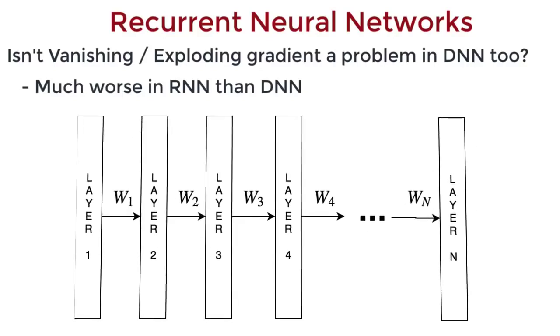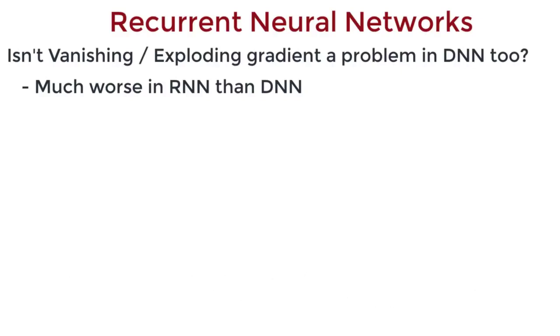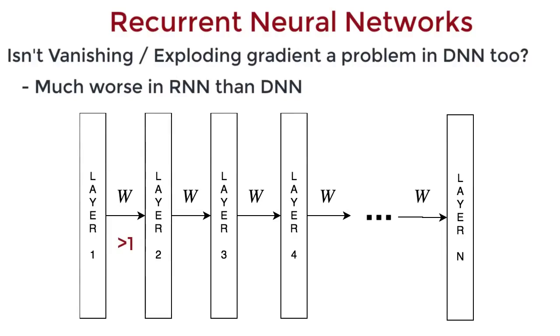This is because DNNs have different weighted matrices between layers. So if the weights between the first two layers are greater than 1, then the next layer can have matrix weights which are less than 1, and so their effects would cancel each other out. But in the case of RNNs, the same weight parameter recurs between different recurrent units. So it's more of a problem because we cannot cancel it out.